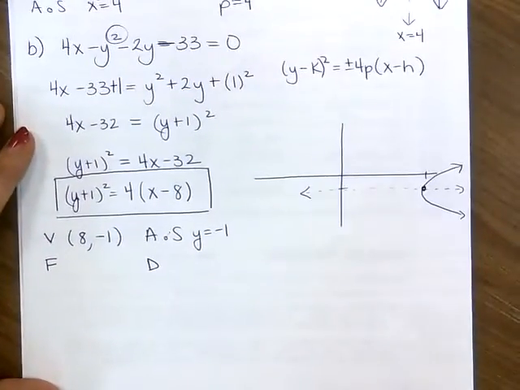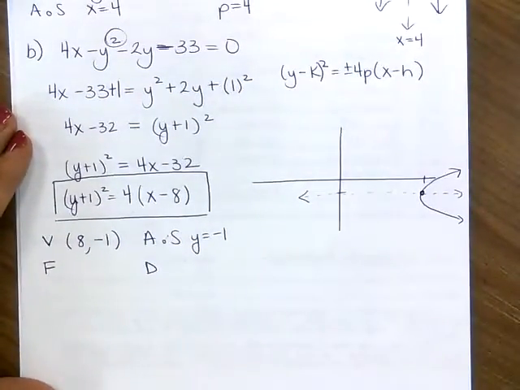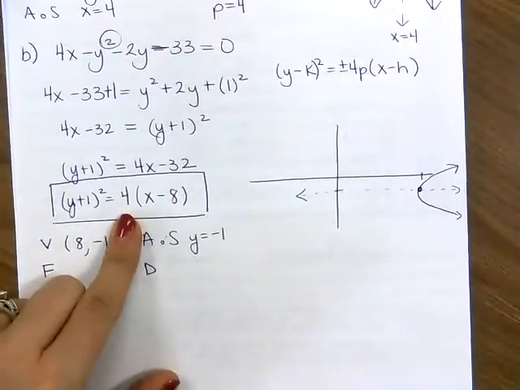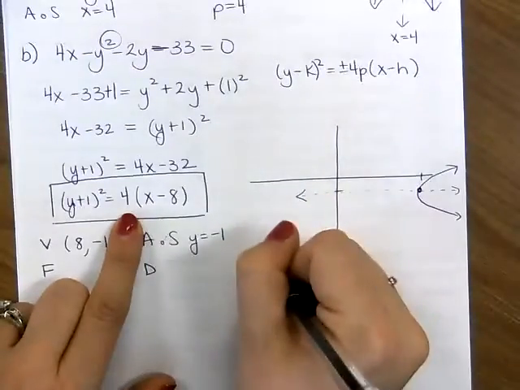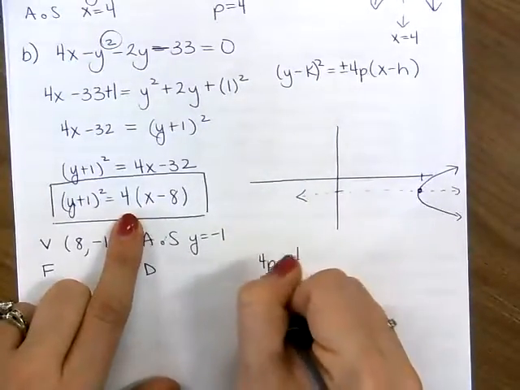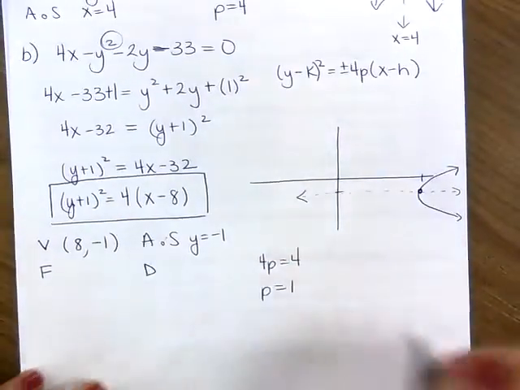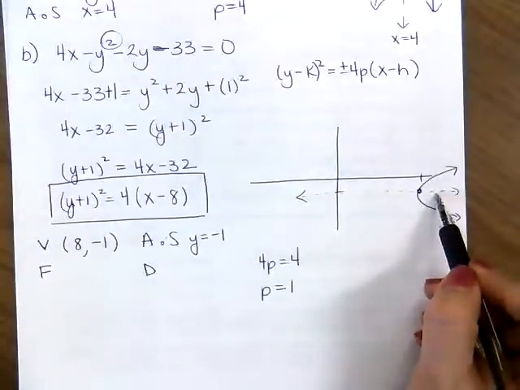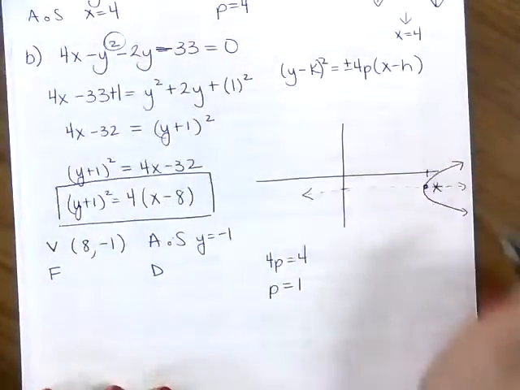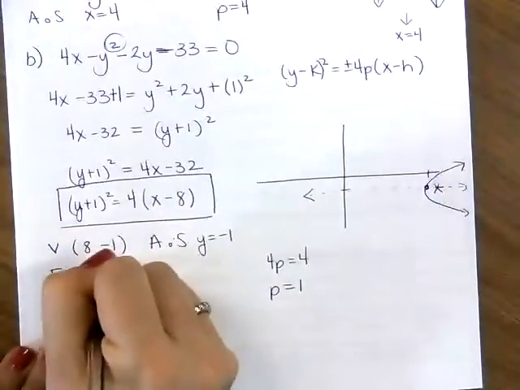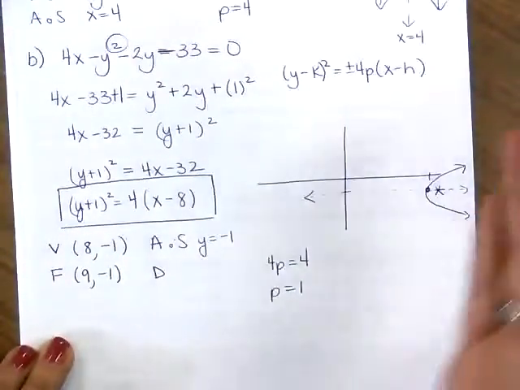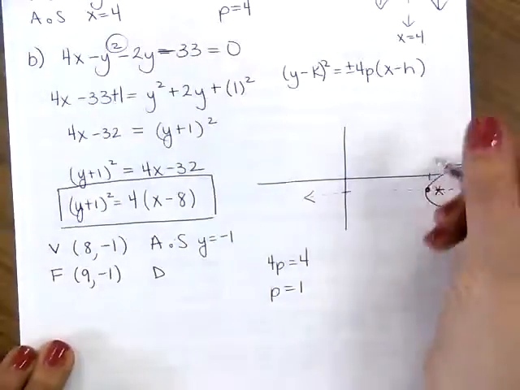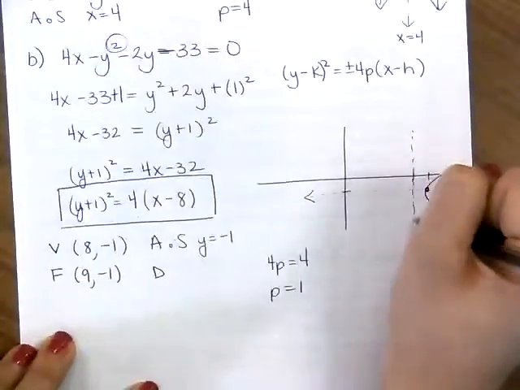Next part we have to find is the focus and the directrix. So in order to find the focus and the directrix, I first need to find P. Am I going to set 4 equal to a positive 4P or a negative 4P? Positive. So 4P equals 4, so therefore P has to equal 1. So now I have to count 1 in to the parabola, right, to find the focus, and that would place it at 9, -1. And the directrix has to be 1 outside of the parabola. Is it going to be an x equals or a y equals? X equals. Good, because it's vertical this time.